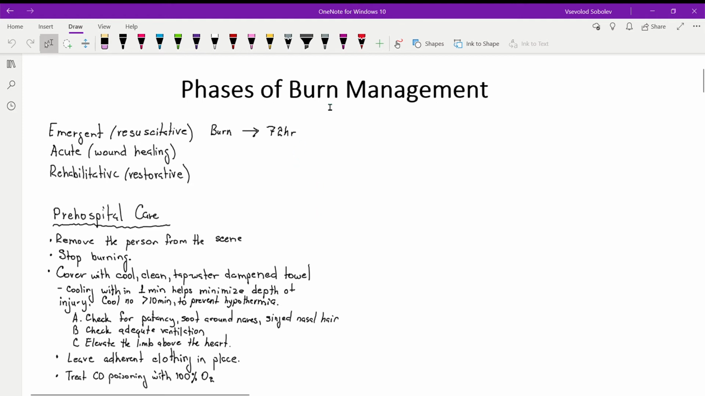Phases of burn management. Right now I will be talking about mostly the emergent phase, like an emergency. It starts with the burn and ends when the patient starts to diurese. Diuresis begins and they start to pee out the fluids that are being administered to them.